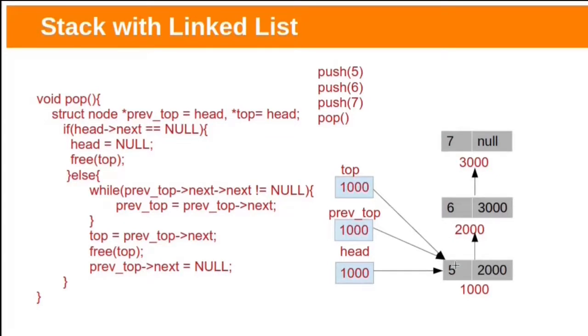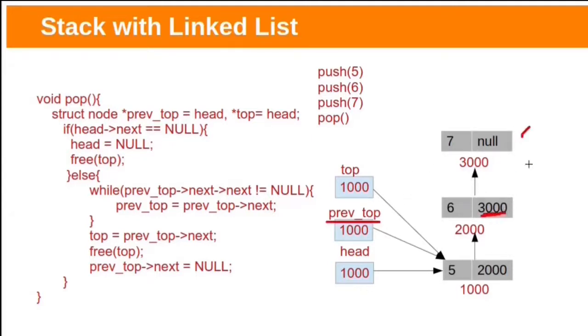Now all these three pointers are pointing to the starting node within our stack. We have to remove the most recently added item, the top, from this stack. So how will you identify this top? If a node's link field is null, then that node is the top. And how can we identify the previous node of top? The previous node of top will contain the address of the top node.